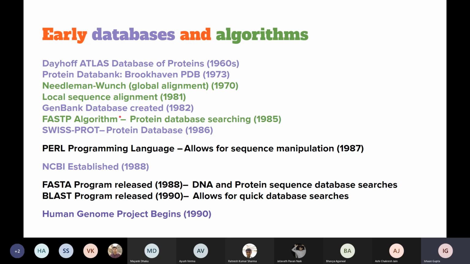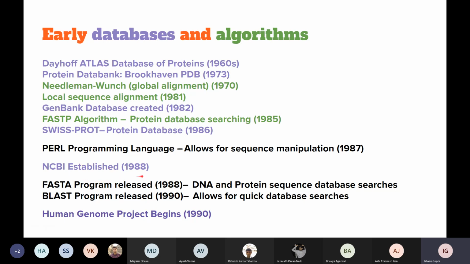Then you had the GenBank database that was created in 1982. After the GenBank database, you had the FASTP algorithm that was basically used to search protein databases. Then you had the Swiss-Prot database. Then around the late 1980s, you had the establishment of a new programming language called Perl, before Python was in fashion. When I was in college, it was all about Perl because Perl was quite handy, but it has certain limitations. The libraries people did not keep up with Perl in terms of library development, and Python is much faster than Perl. So Python has actually taken over from Perl.